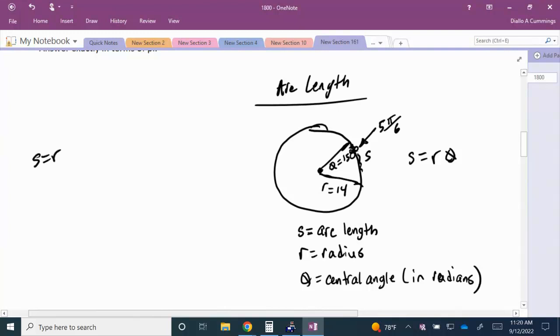So here we have S is equal to R times theta. We're going to substitute R for 14. We're going to substitute theta for 5 pi over 6. So S is equal to 14 times 5 pi over 6.